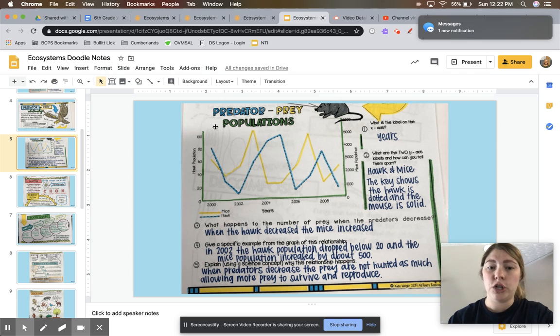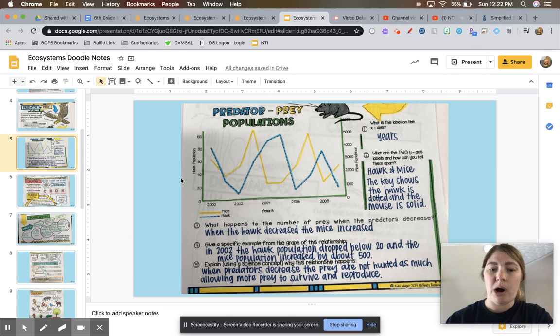So we have a graph here that shows predator-prey populations. The mice is represented by the yellow, and the hawk is represented by the blue. So if we fill out and go through this, the label on the x-axis, which is down here, is years, and then the 2 y-axes, there's 2 separate ones. The hawk is on the left, and on the right is the mice. What happens to the number of prey when the predators decrease? The hawk decreased, and then the mice increased.